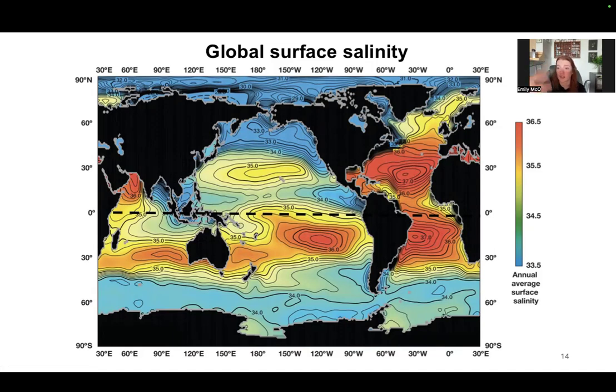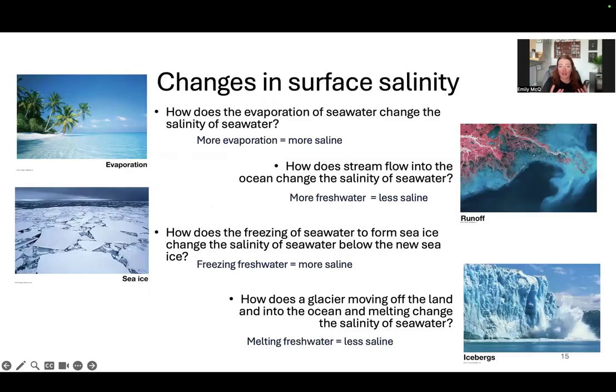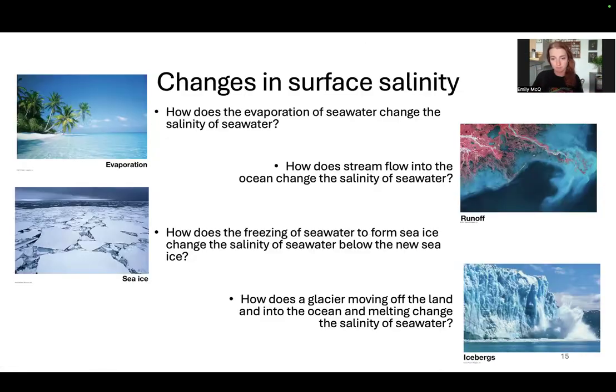a bunch of fresh water that is just melting consistently in this area, meaning that melting fresh water is going to make that less saline. So depending on the processes that are happening on this map, it's going to contribute different salinity levels to different areas of the ocean.